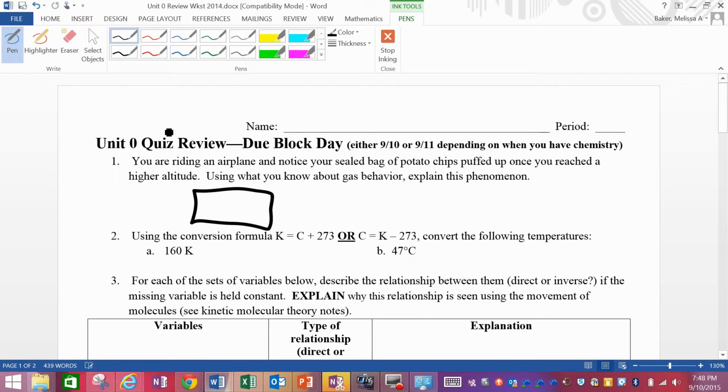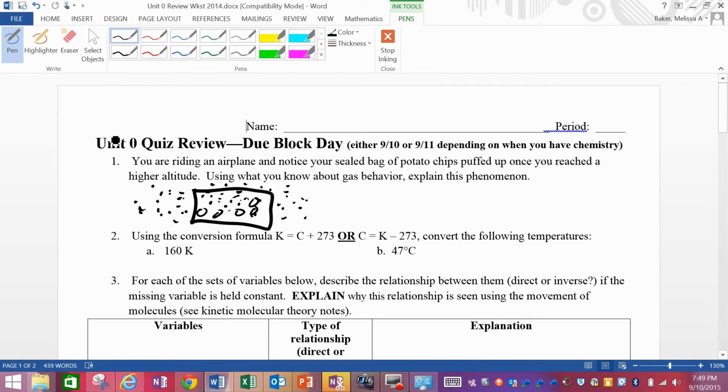So here's the bag of chips. Here's a bunch of chips in here. And then here are the gas particles. Apparently this bag has very few chips. There are also gas particles outside the bag. So this is at sea level, like if you were eating potato chips at your house right now.